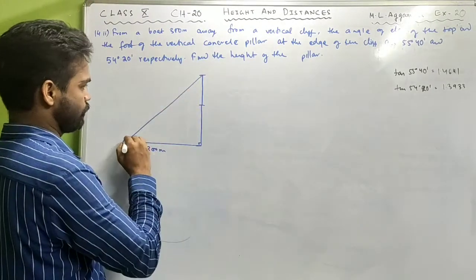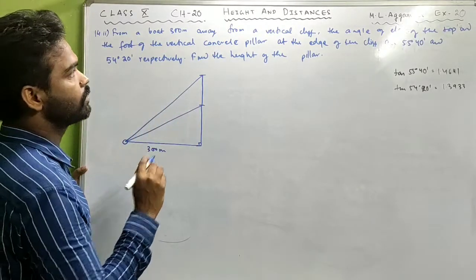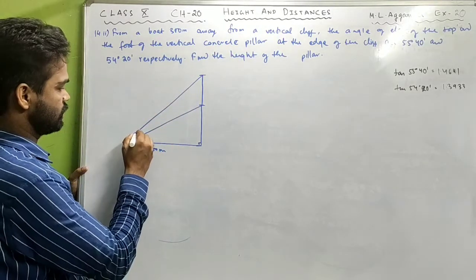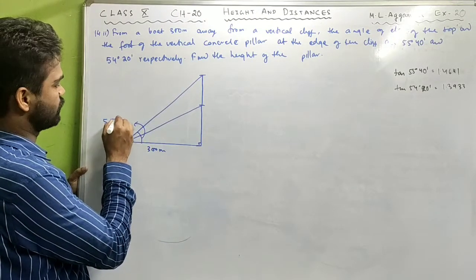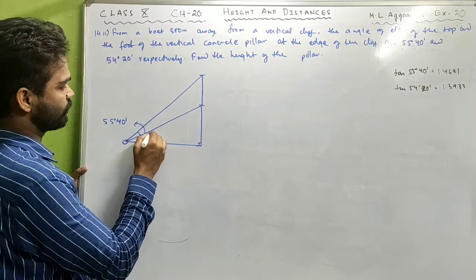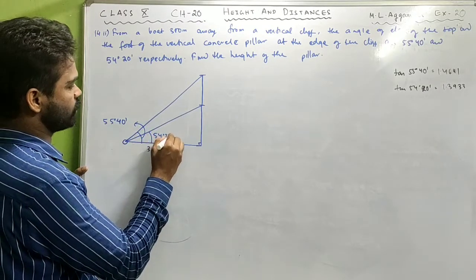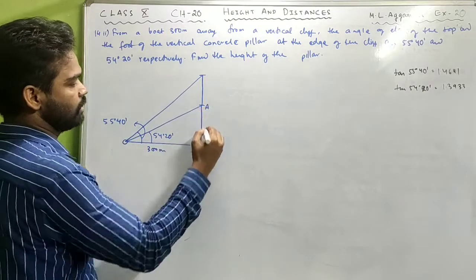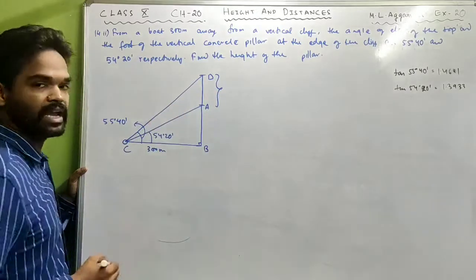of the top and the bottom of the pillar is 55 degree 40 minutes and bottom is 54 degree 20 minutes. A, B, C, D. Find the height of the pillar, which means AD.